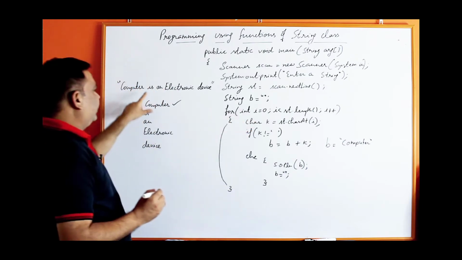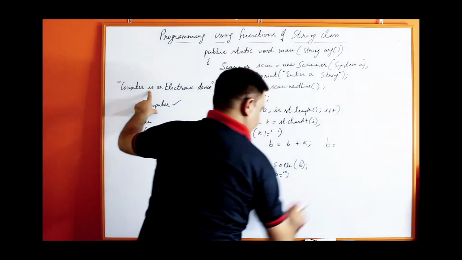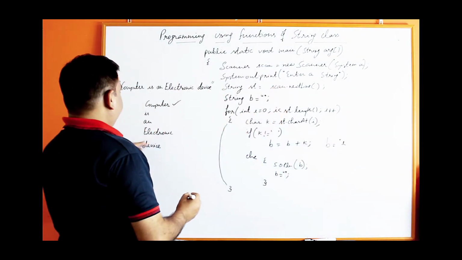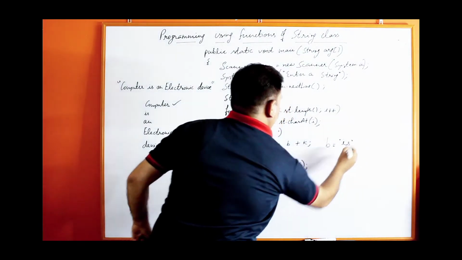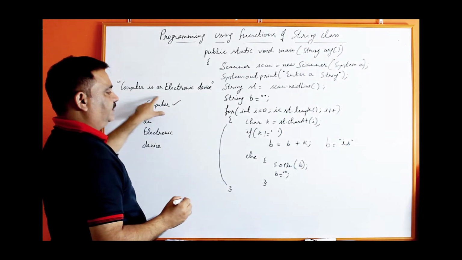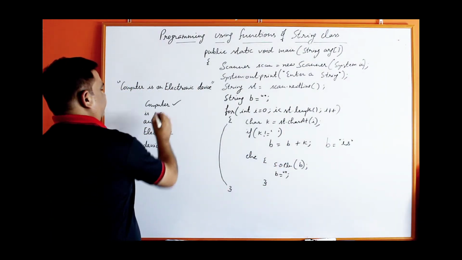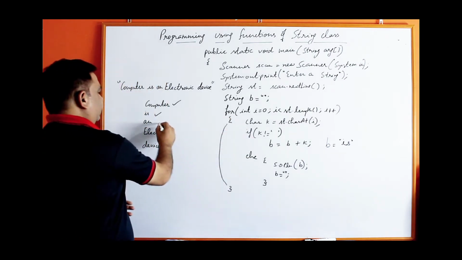Next iteration, extract the next character i. Now b is blank, so i will be joined, then s will be joined. When a space is encountered, the word is will be printed, the second word. In the same way, one by one all the words will be printed.